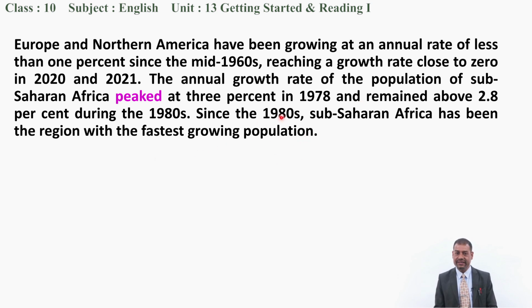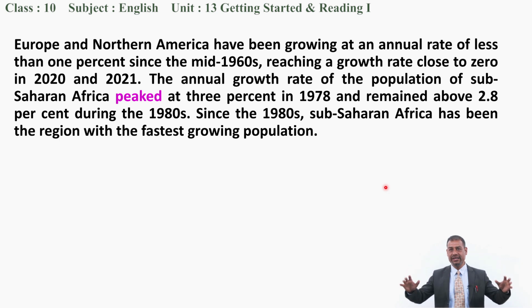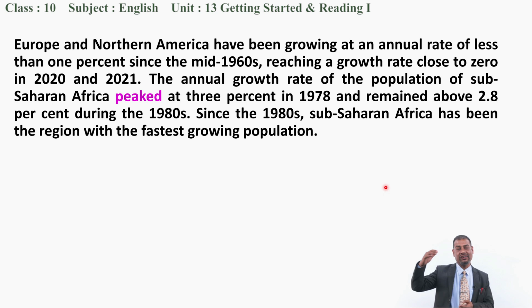Now you can see the year here, 1980s, and sub-Saharan Africa. You can say African countries now contribute a lot to increasing the population. So fastest growing, you can see this information here. In this paragraph, what you can find is that the developed countries have a trend of decreasing population, but developing and underdeveloped countries have a trend of very fast growing population. Do you compare this type of information here?